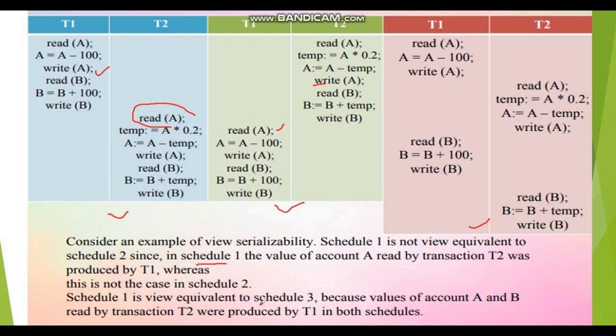Schedule 1 is view equivalent to schedule 3, because the values of accounts A and B read by transaction T2 were produced by T1 in both the schedules.